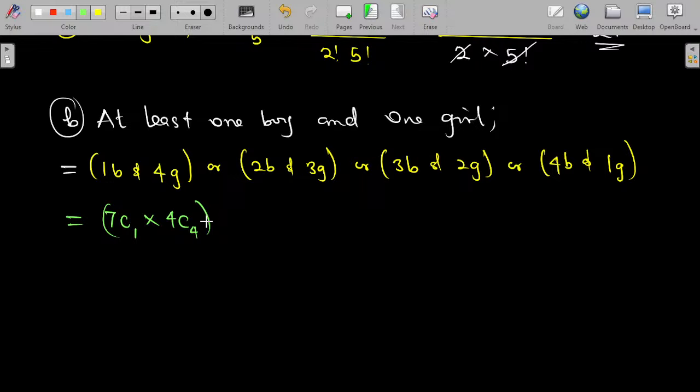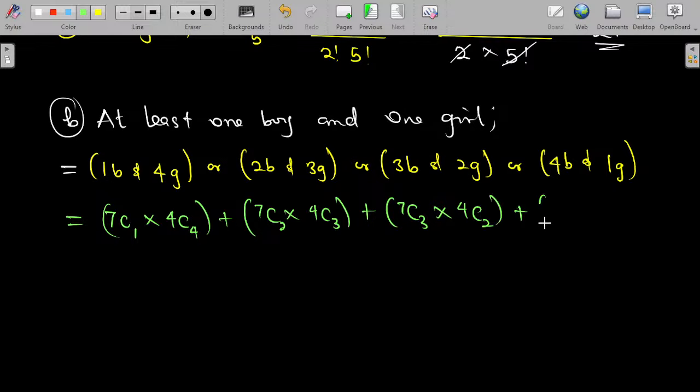Then you close here, plus 2 boys means 2 out of 7, times 3 girls, 3 out of 4, plus 3 boys, 3 out of 7, times 2 girls, 2 out of 4, plus 4 boys, 4 out of 7, times 1 girl, 1 out of 4. My goodness. Okay, and you are done.